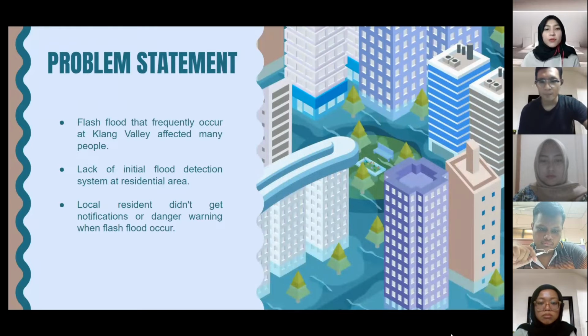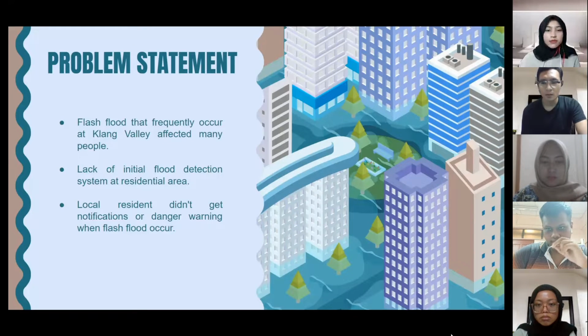For our problem statement, flash floods that frequently occur at Klang Valley affected many people. Next, the lack of an initial flood detection system at the residential area. And lastly, the local residents did not get notification or any danger warning when flash floods occur.